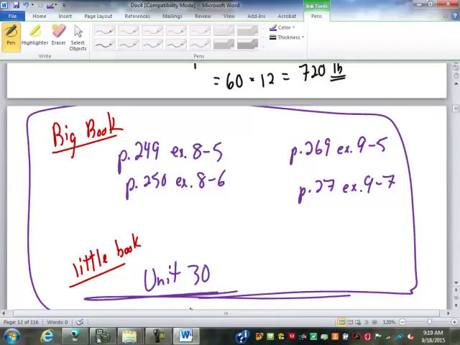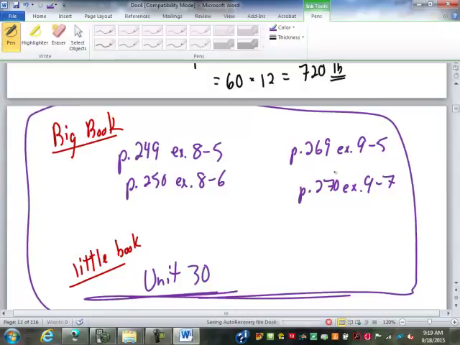Is that page 270 or page 27? That should be page 270. There should be a 0 there. Thank you. Got it all down?